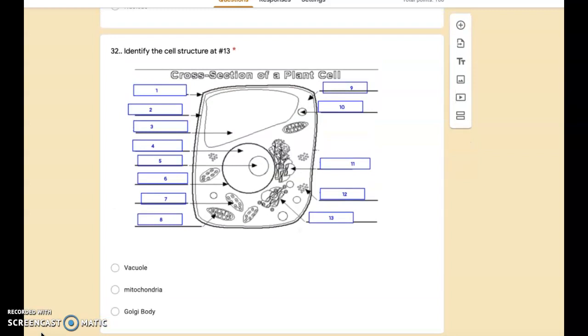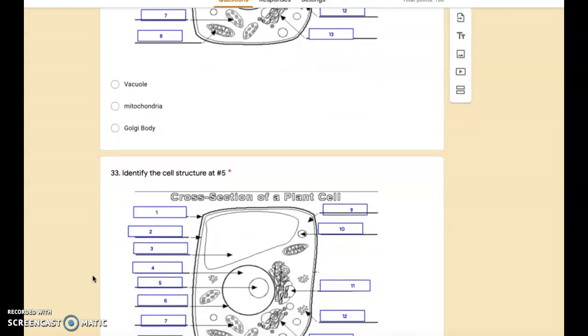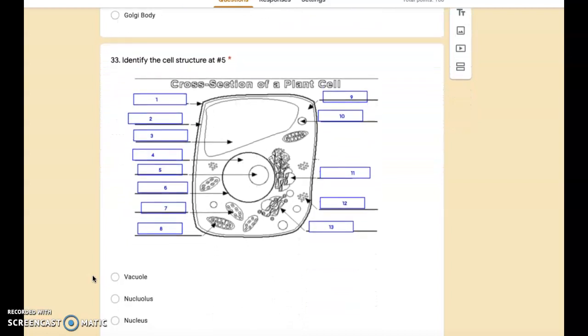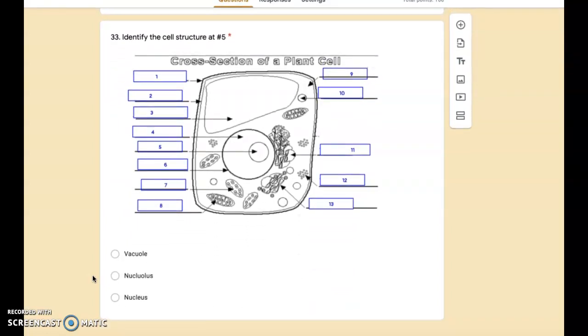Number 32. Identify the cell structure at number 13. It's over here, bottom right. This packages items. This is vacuole, mitochondria, or Golgi body. Number 33. Identify the cell structure at number 5. This is this round, circular part of the organelle. This is the vacuole, nucleolus, or nucleus.